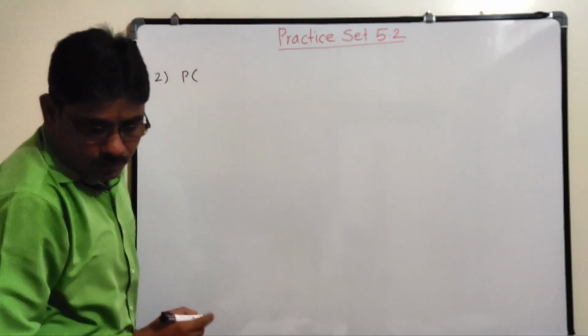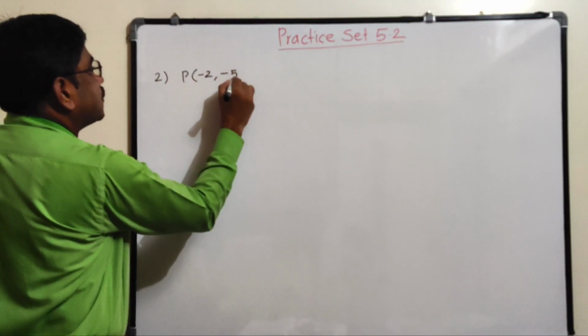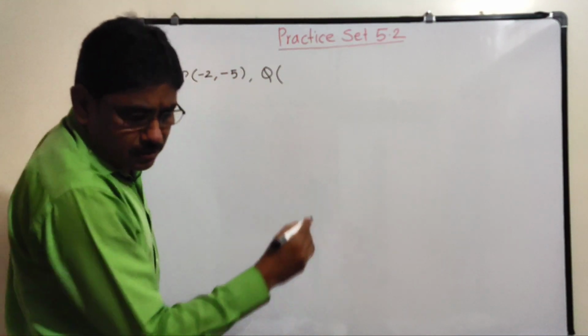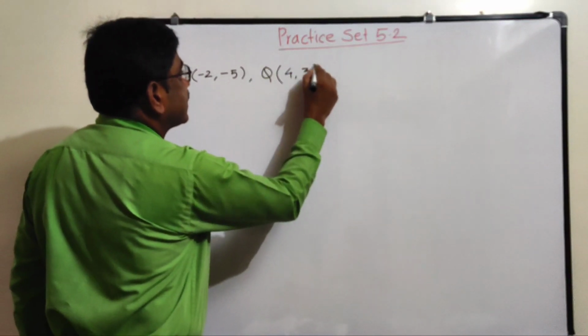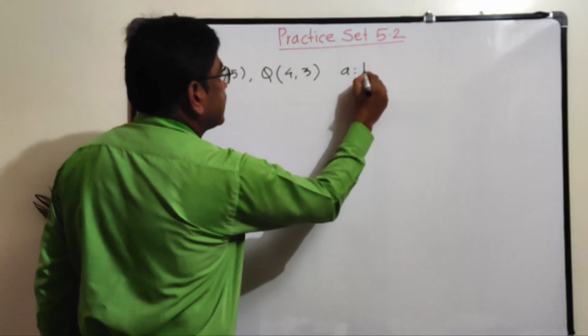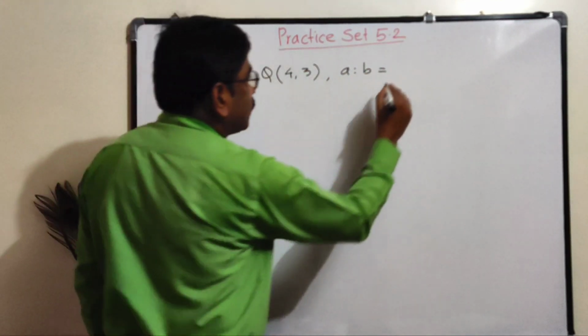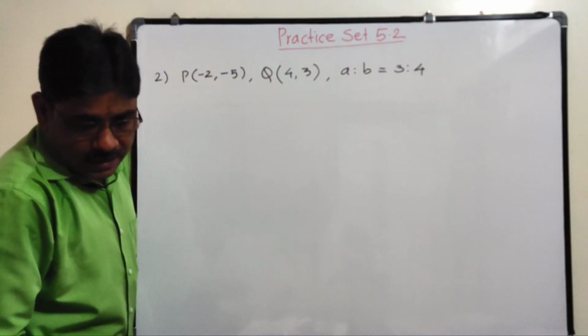P is (-2, -5), and the second point is Q. Q is (4, 3), and the ratio is given A is to B is equal to 3 is to 4. So here instead of m is to n, A and B are there.